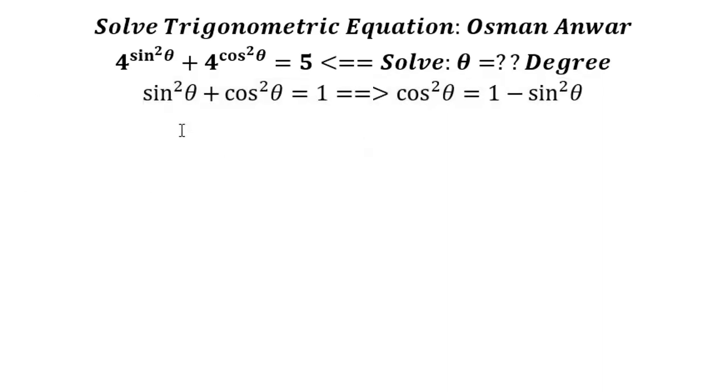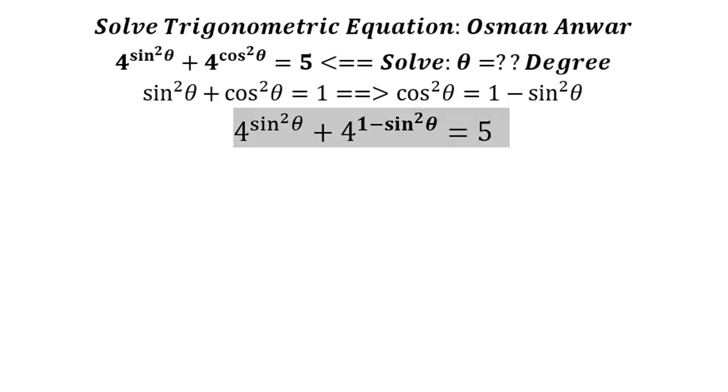We know that sine squared theta plus cosine squared theta is equal to 1. That means cosine squared theta equals 1 minus sine squared theta. So we can substitute cosine squared theta by 1 minus sine squared theta. Then this becomes 4 to the power of sine squared theta plus 4 to the power of 1 minus sine squared theta equals 5.